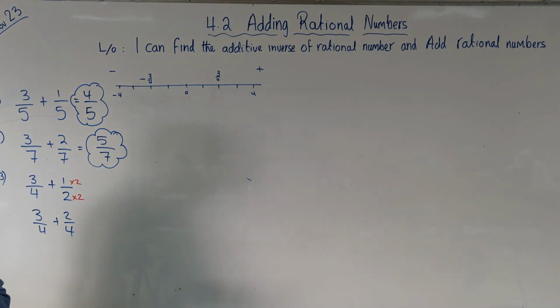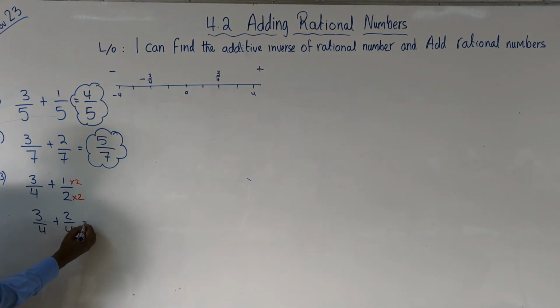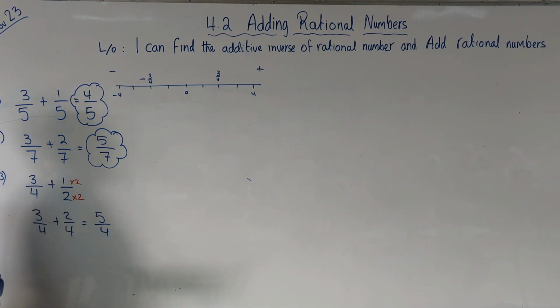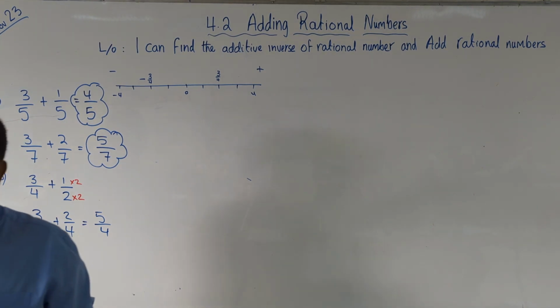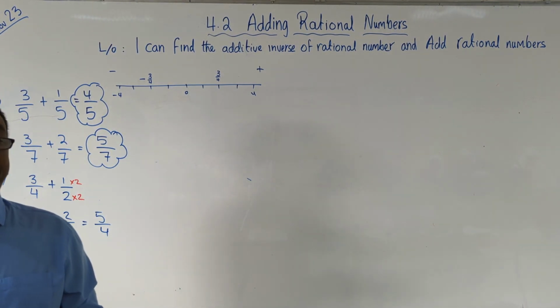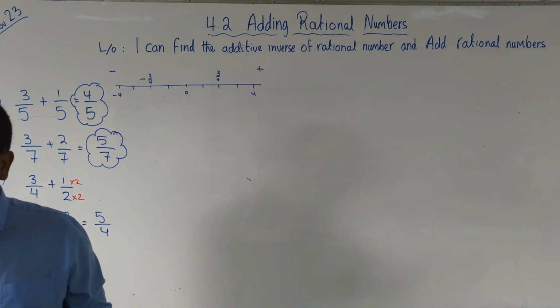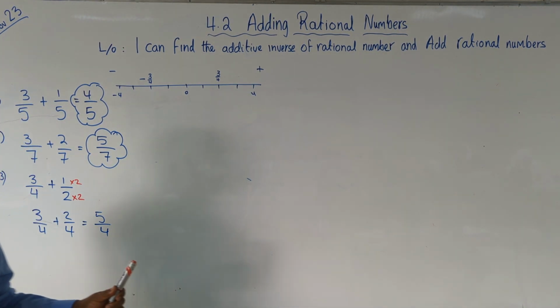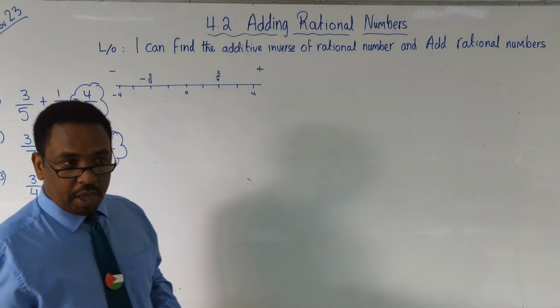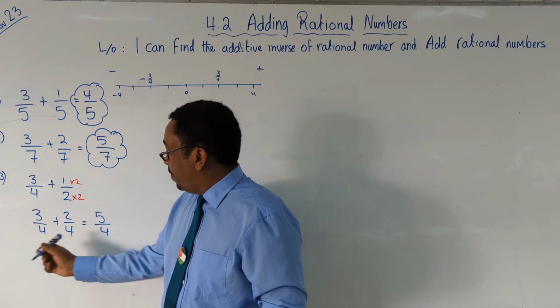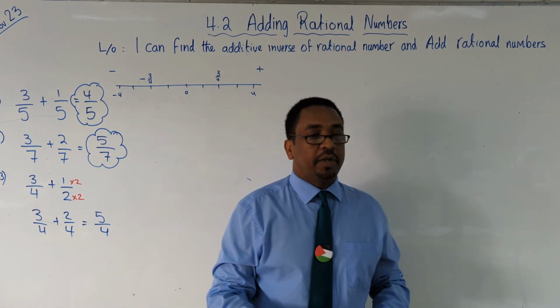So what will the answer be? 5/4. Exactly. Denominators are the same. But this we call an improper fraction, or some people call it a top-heavy fraction. When the number is bigger on the top, we call it an improper fraction. So usually we don't leave the answer like this. We change the answer to a mixed fraction. How do we change an improper fraction to a mixed fraction?